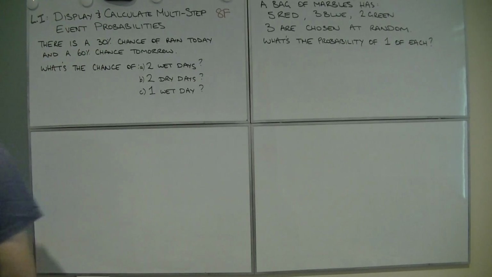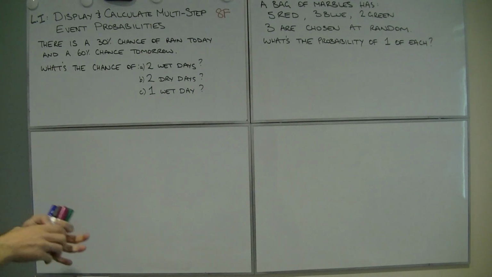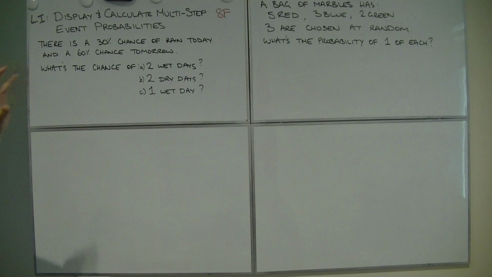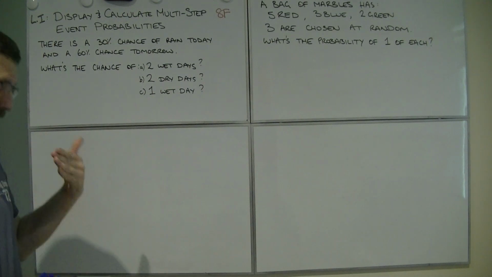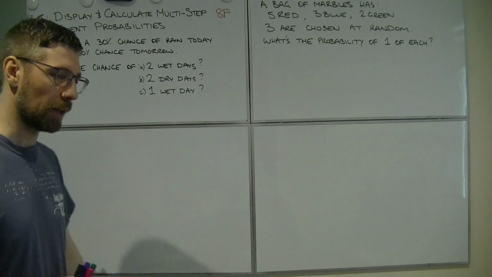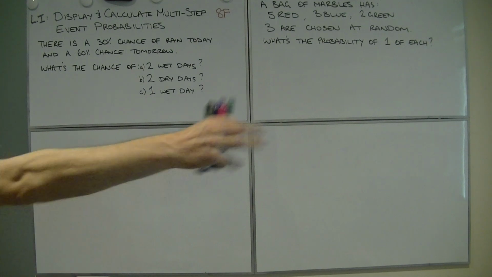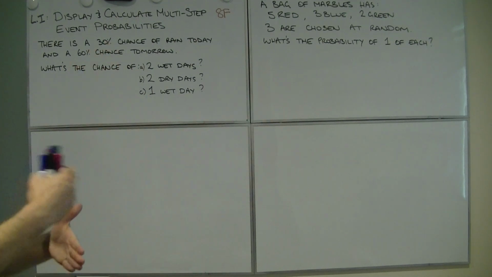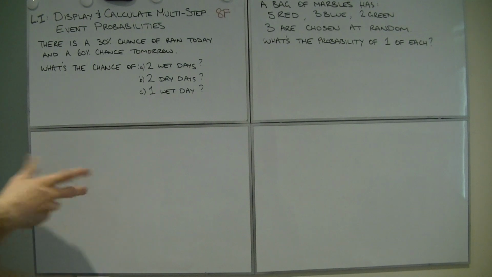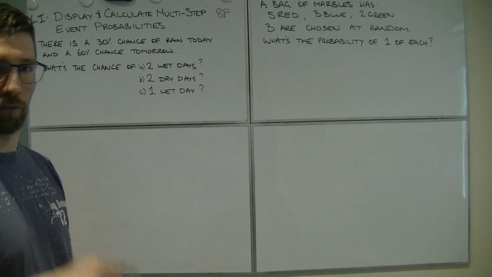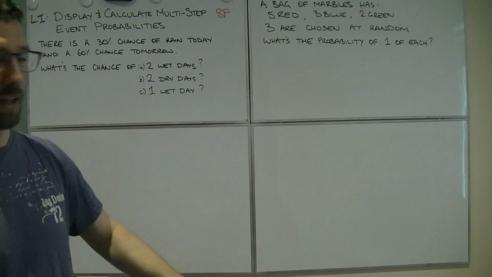Okay, display and calculate multi-step event probabilities. So this is 8F. Alright, so what does all that mean? So multi-step events are, unsurprisingly, where multiple things need to happen one after another. Now it might be just 2 things, it might be 27 things, whatever it is, it's just more than one thing happens. So if I'm rolling a 1d6, that's it, it's one event. I get a 1, 2, 3, 4, 5 or 6, that's it.